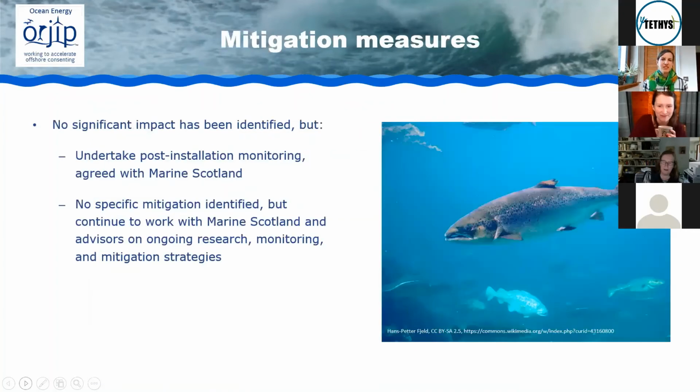So just finally to say, what was the overall outcome? What happened? Well, in the MeyGen environmental statement, no significant impact was identified for salmon. However, they agreed to undertake post-installation monitoring alongside Marine Scotland, and while no specific mitigation was identified, there is quite a lot of ongoing work happening around salmon migrating through the Pentland Firth. And I'm sure any colleagues from Marine Scotland who are in your breakout groups can tell you a lot more than I can about that. Next slide.